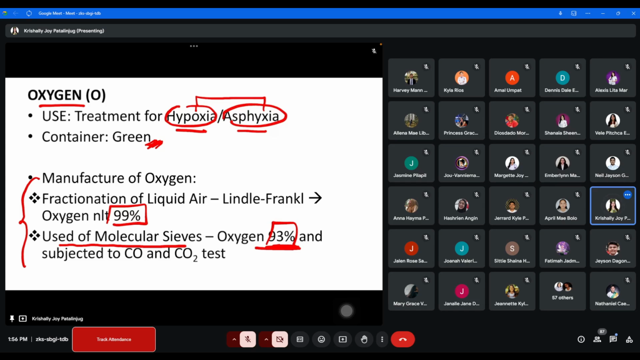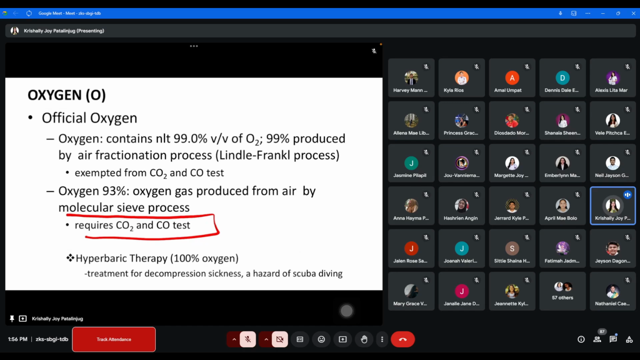So with that, this requires the following purifying tests. It requires a carbon dioxide test and a carbon monoxide test. Okay, if the oxygen is obtained out of this production method, the one with the use of the molecular sieve process. But with the Linde-Frank process, it is exempted from these purification tests.